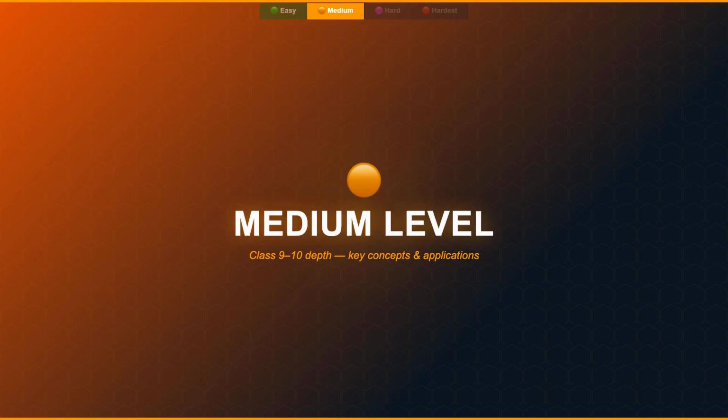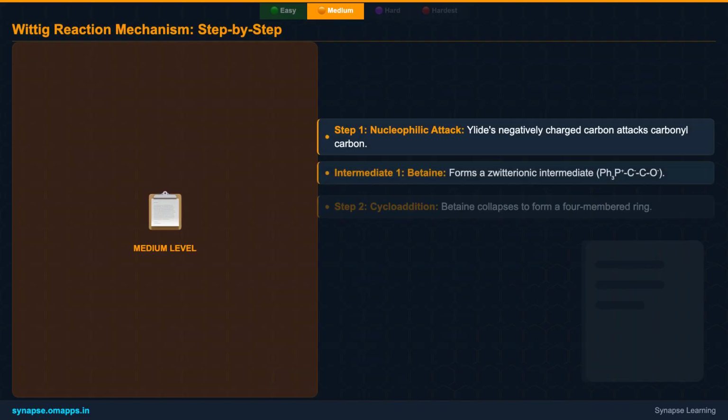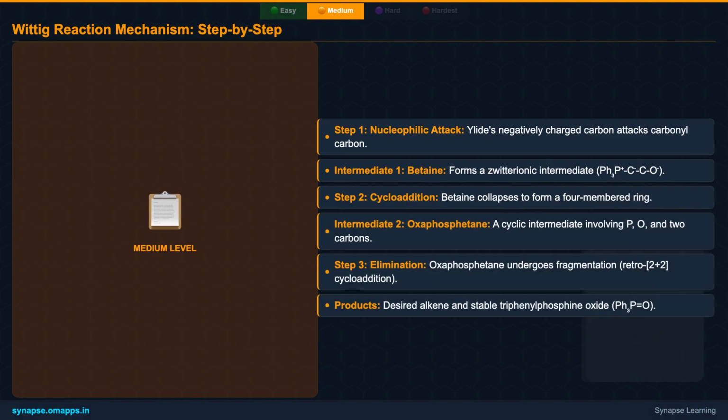Ready to go deeper? Let's unravel the detailed mechanism and practical aspects of the Wittig reaction. The Wittig reaction proceeds through a fascinating 3-step mechanism. First, the nucleophilic carbon of the phosphorus ylide attacks the electrophilic carbonyl carbon of the aldehyde or ketone. This forms a zwitterionic intermediate known as a betaine. Think of it as an initial adduct where charges are separated within the molecule.